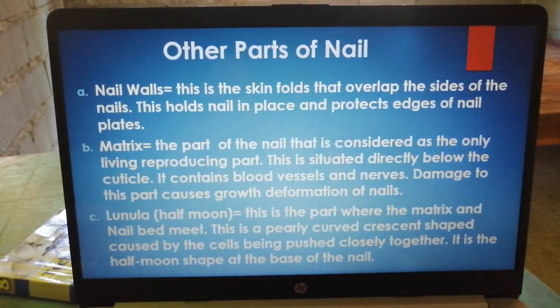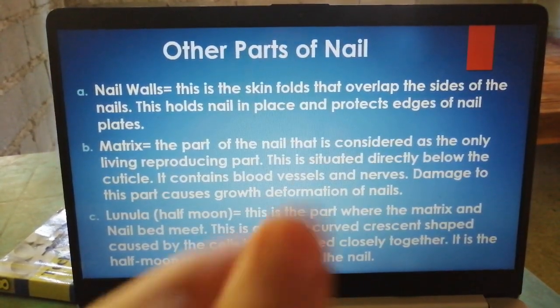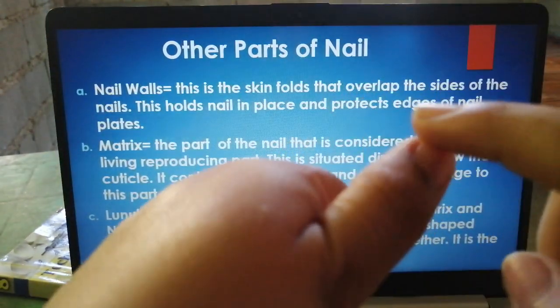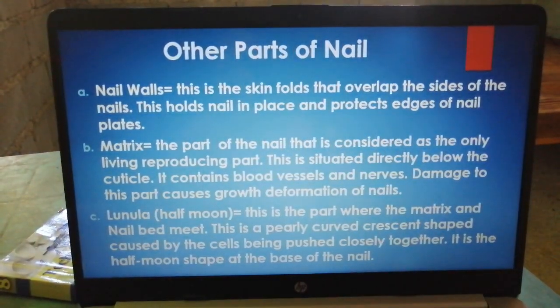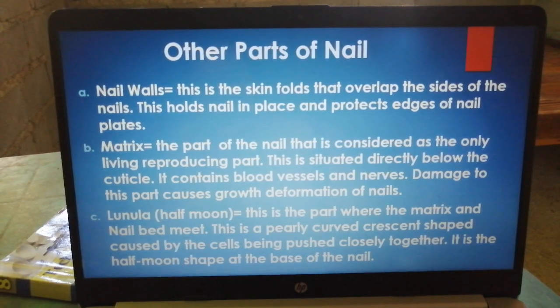So the first one is nail walls. Ito yung nail walls. When we say nail walls, this is the skin folds that overlap the sides of the nail. This holds the nail in place and protects the edges of the nail plate.